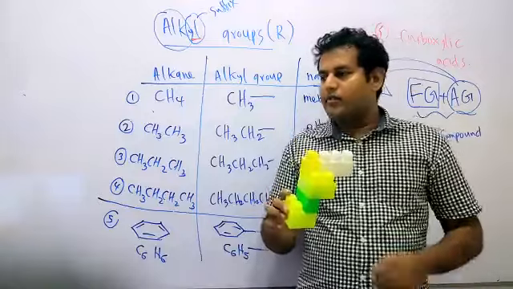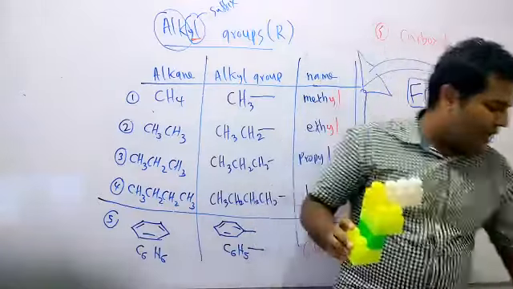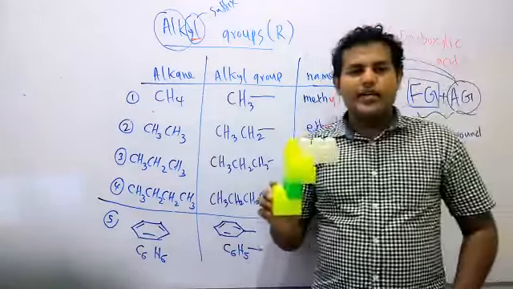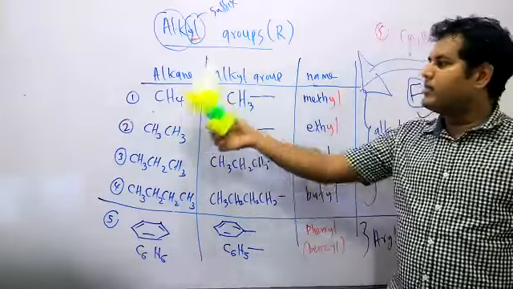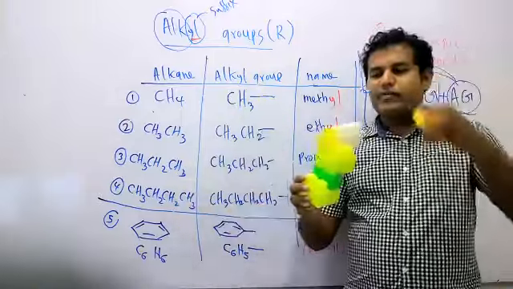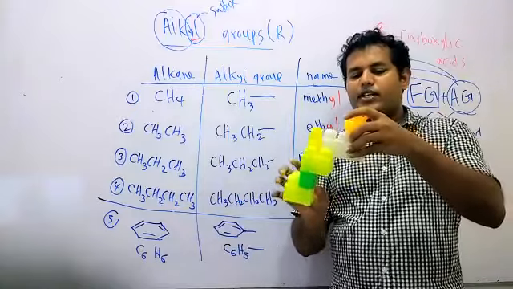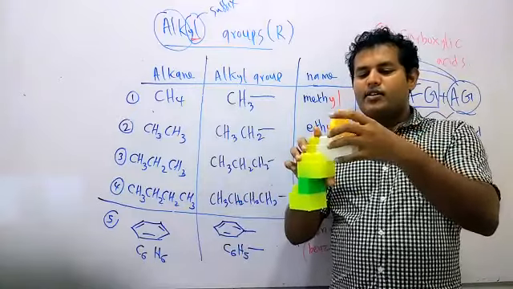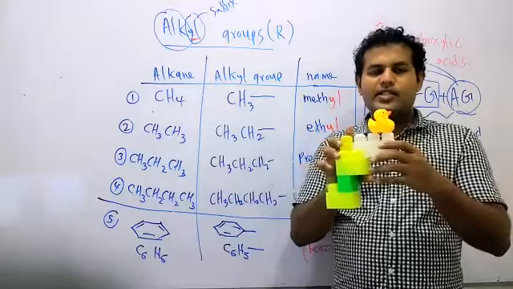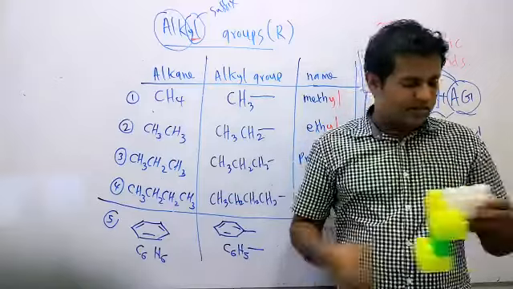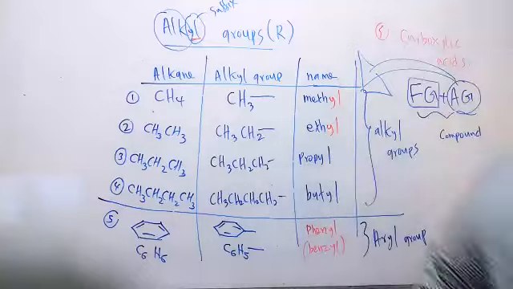But I'm going to keep one functional group here. Now this is the alkyl group, the combination of the alkyl groups. Now I am keeping a functional group. It's another toy. So I'm keeping one functional group like this. Then this is one type of compound.